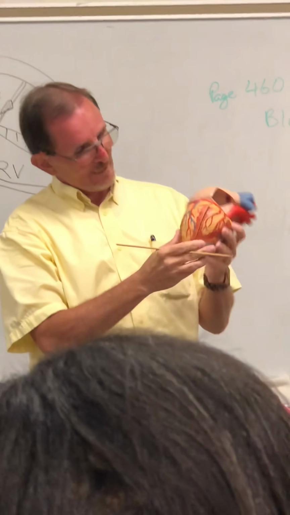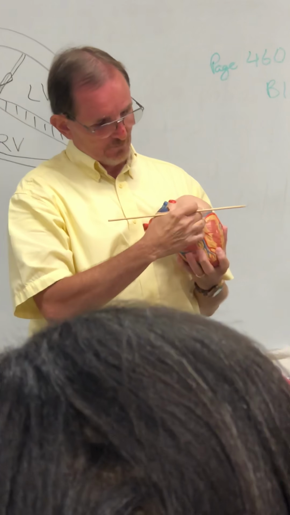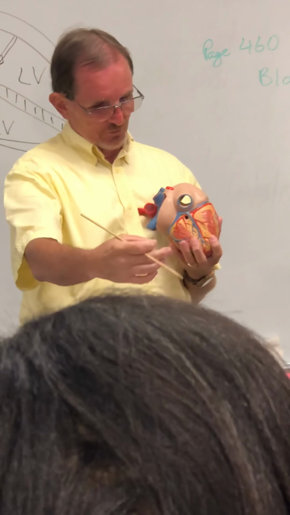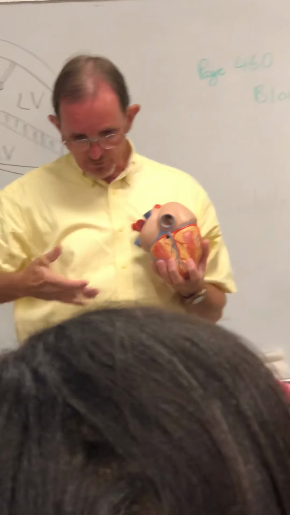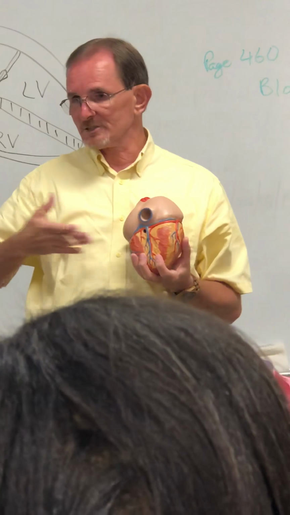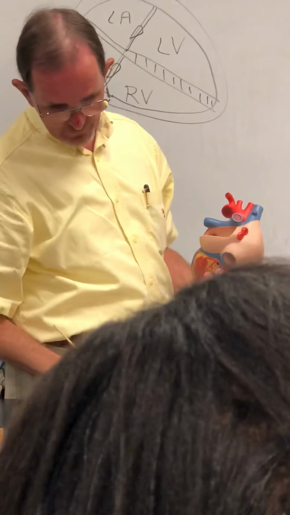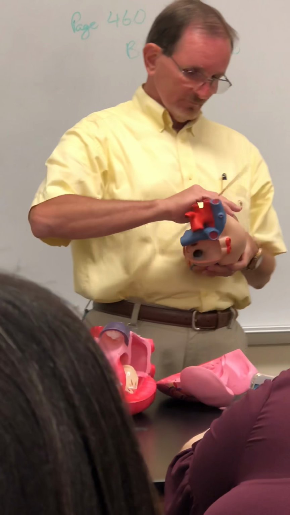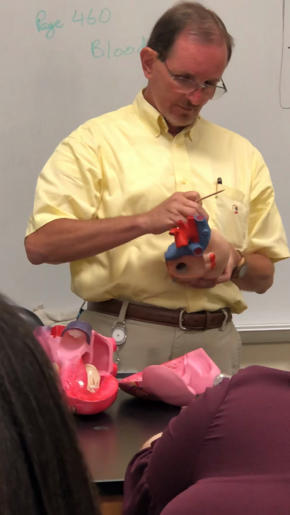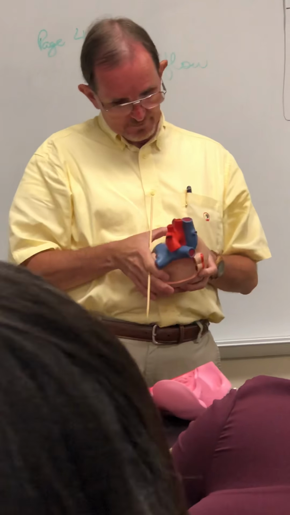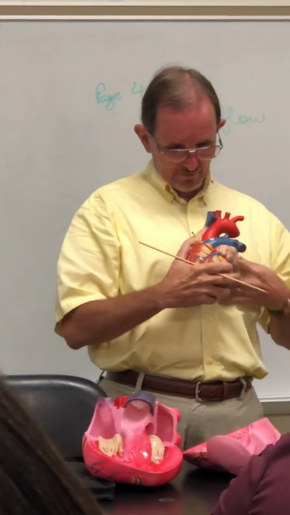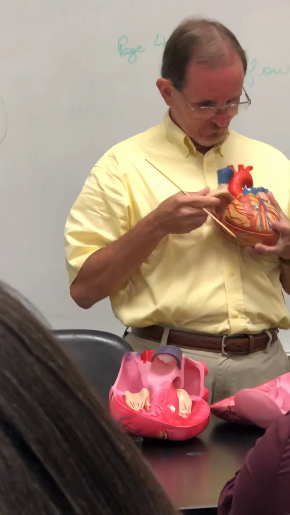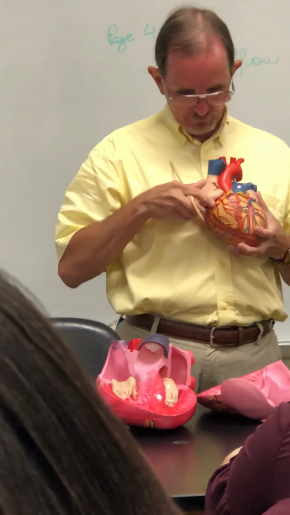On the bottom, you can't really see it very well, but there's also the inferior vena cava. All the blood that's coming back to the heart from the rest of the body goes through there, okay? Right and left auricle. These are the atria. There's the left and here's the right.